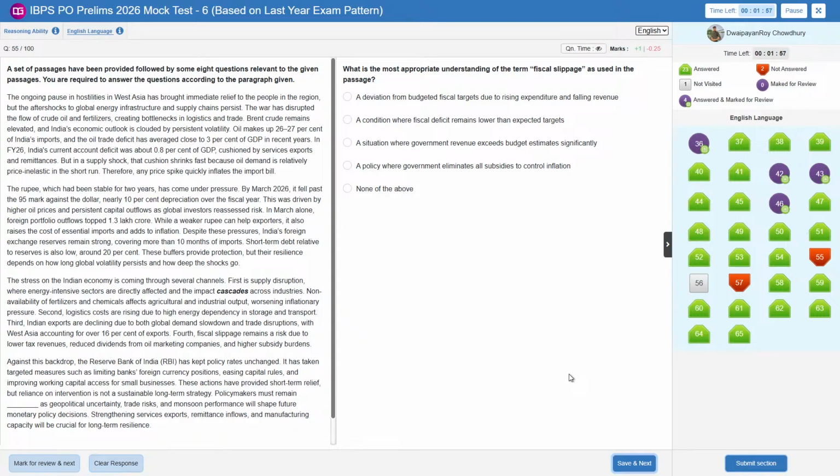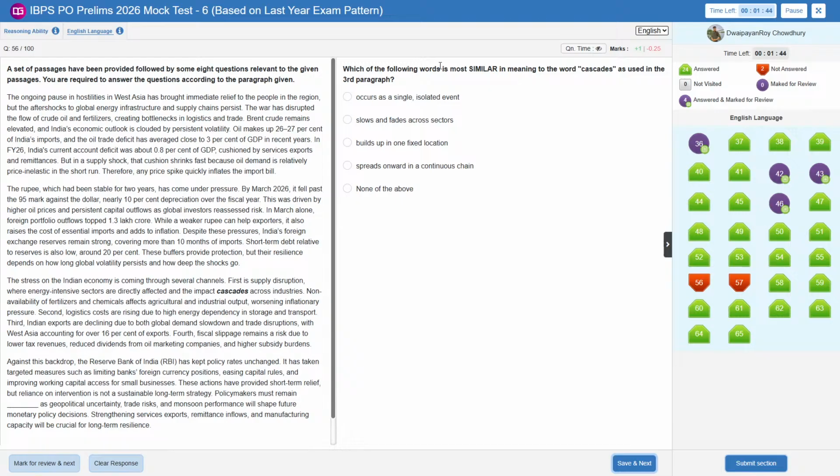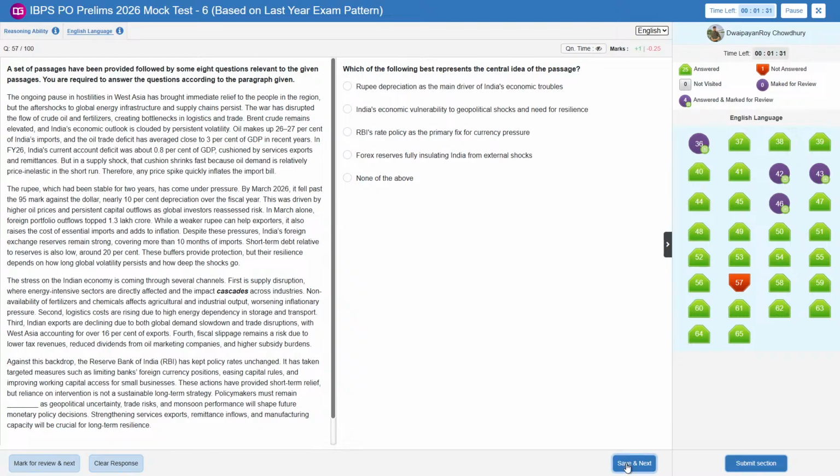What is the appropriate understanding of the fiscal slippage? A deviation from budget fiscal target due to rising expenditure and falling revenue. Fiscal deficit. Most similar meaning of cascade: occurring in single slow fades, build up, spread down onwards in a continuous chain. It occurs as a single isolated event.